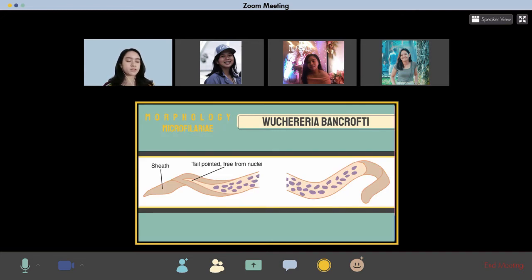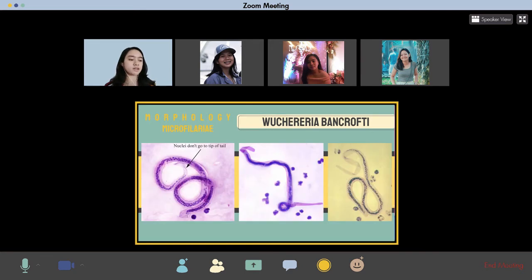As you can see in the picture, a hyaline sheath is seen at the tail and at the head of the organism. It is a sac-like envelope which is much longer than the larval body and represents the chorionic envelope of the eggs. It remains as an investing membrane around the larva. It appears as a colorless sheath and is Giemsa-unstained. The tail, which is pointed, is free from nuclei.